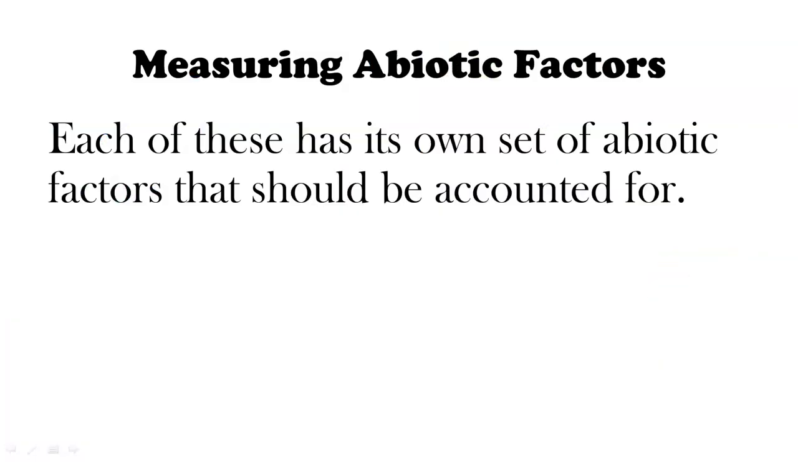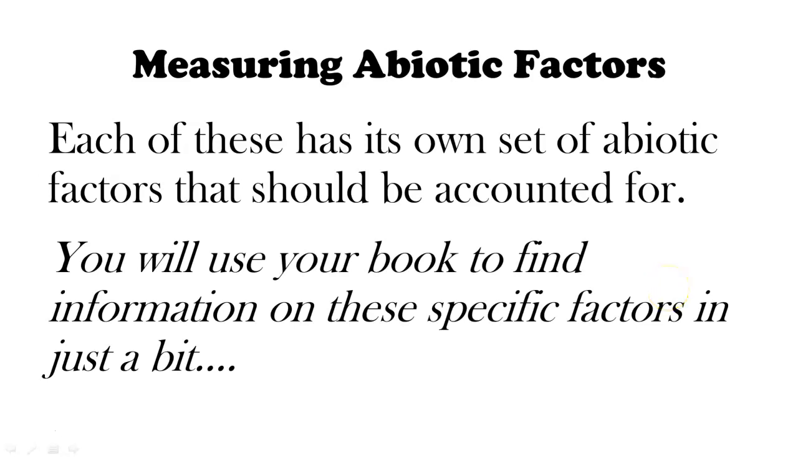Now it's important to note that each of these categories has its own set of abiotic factors that we need to look at specifically for that category. We'll use the book to find information on these specific factors in a little bit. We're going to do that in groups. But for today, we're going to take a look at some of the main ones.